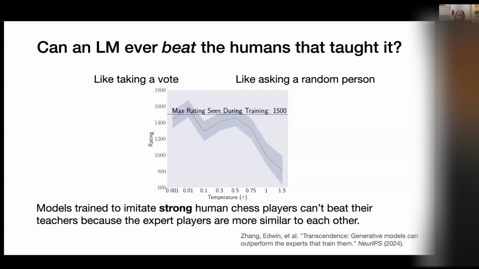And the problem, if you wanted to say, okay, I'm going to train this on a bunch of really strong chess players, and now I'm going to get a super chess player model, is that the strong chess players don't make all of these different kinds of mistakes anymore. They're much more similar to each other. So it's harder for the model to transcend the human performance because they are too homogeneous.